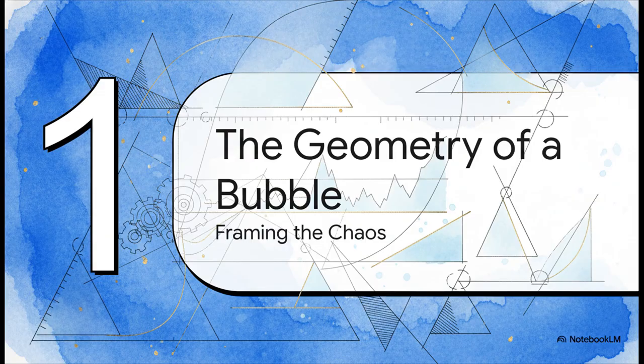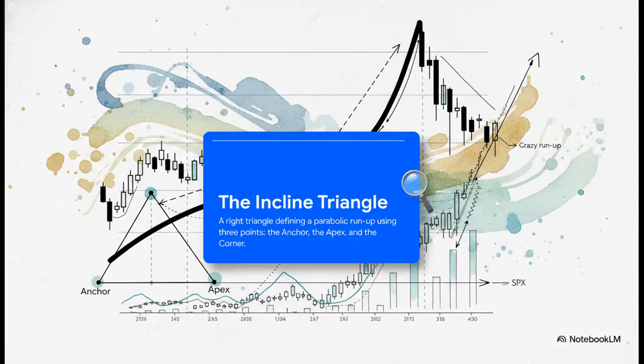The whole framework is called the Parabolic Triangulation Method, or PTM for short, and it all starts by taking that messy, emotional price chart and turning it into a clean, measurable object. The very first step is to draw what the research calls the inclined triangle. Now, it's a simple right triangle, and it's defined by just 3 key points. You've got the anchor, which is where the insane part of the run-up really starts. You've got the apex, which is the absolute peak, the top. And the corner just squares it all off. And just like that, the wild curve suddenly has a shape we can work with.